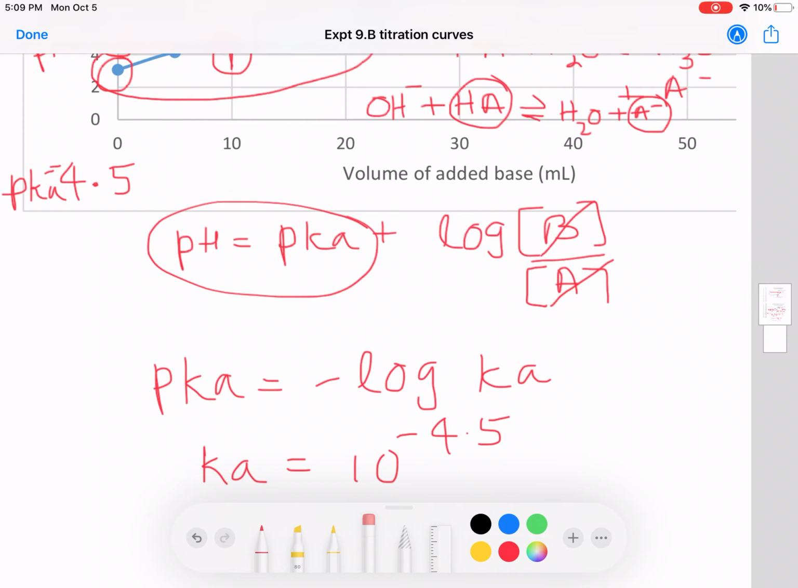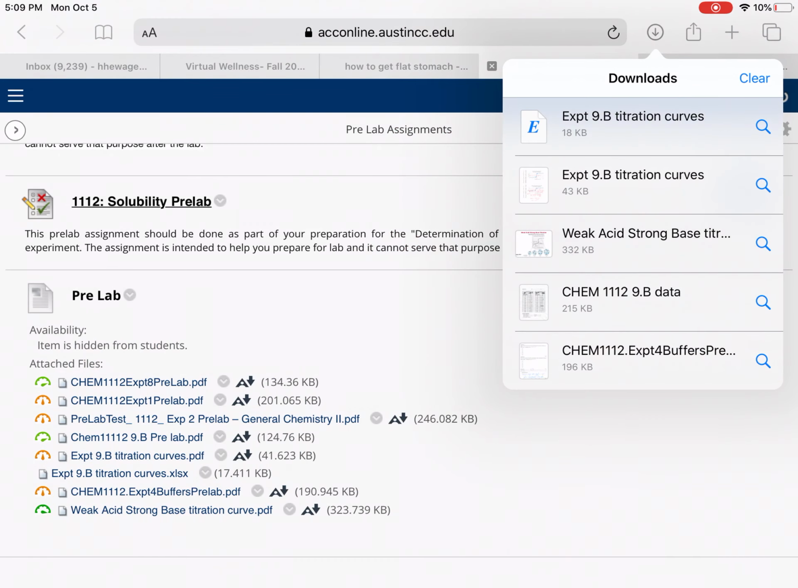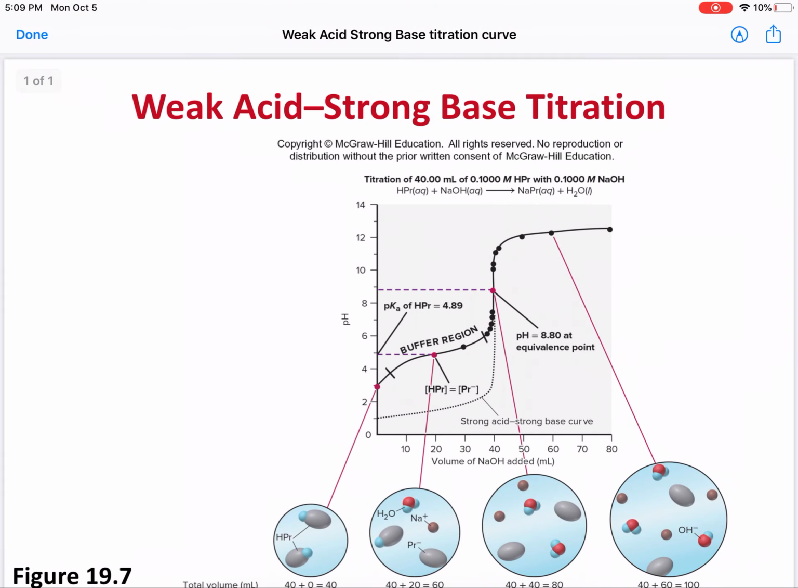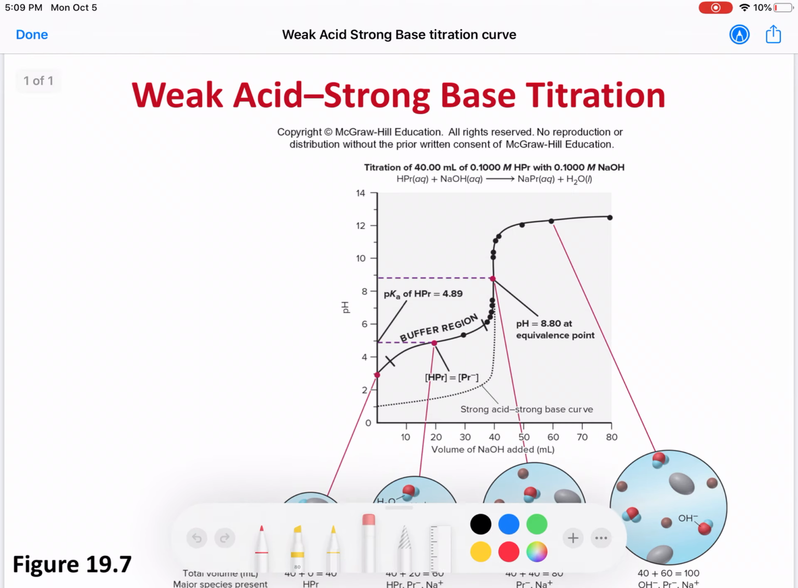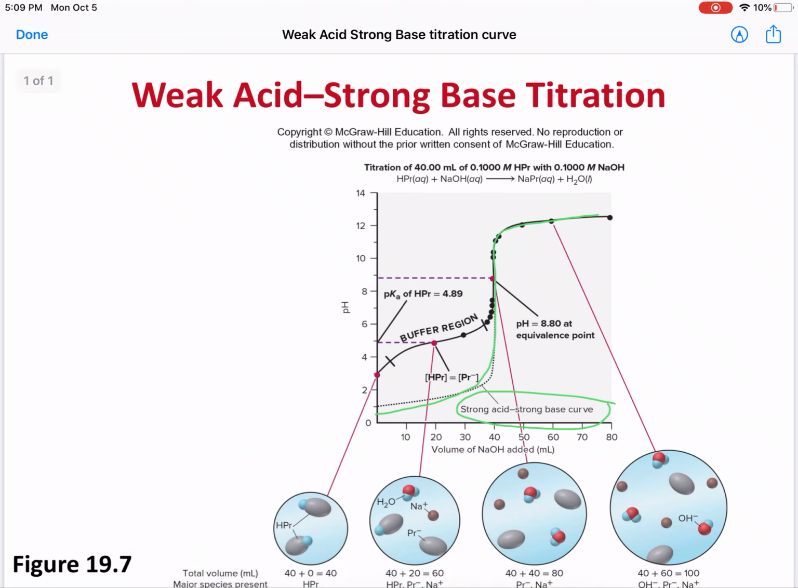It's a short lab, right? And let me show you something else. Here in this graph, weak acid strong base titration. The first one, this one right here, is the strong acid strong base titration curve, and the other one is the weak acid strong base titration. You can see this one is titrating propionic acid, but we did acetic acid. They both are very much similar.